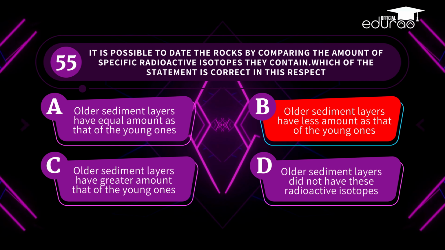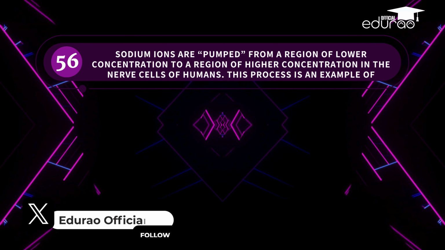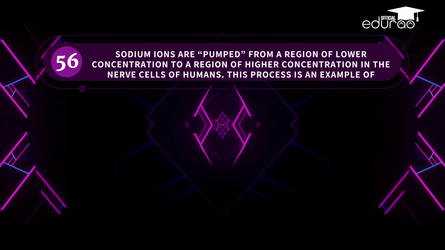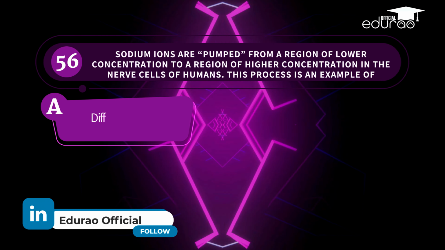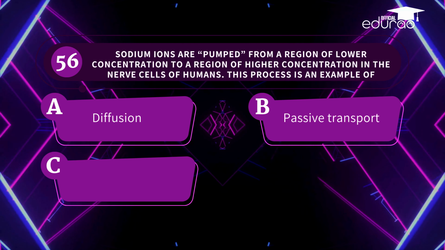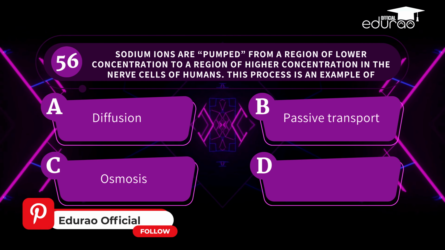The correct answer is older sediment layers have less amount as that of the young ones. Question 56. Sodium ions are pumped from a region of lower concentration to a region of higher concentration in the nerve cells of humans. This process is an example of A. Diffusion. B. Passive transport. C. Osmosis. D. Active transport.